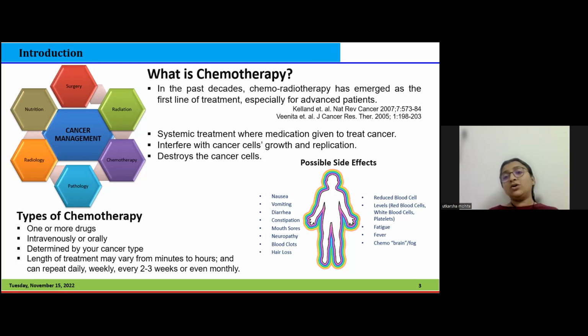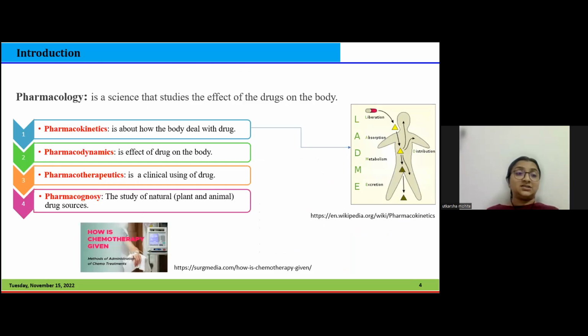The possible side effects which I have found, flashing in front of you, are nausea, vomiting, diarrhea, constipation, mouth sores, neuropathies, blood clots, hair loss, and so many others. These are the side effects of the chemo given to the patient. If the drug dose is increased, the side effects depend on the human terms, that is the immune cells, normal cells, and the cancer cells.